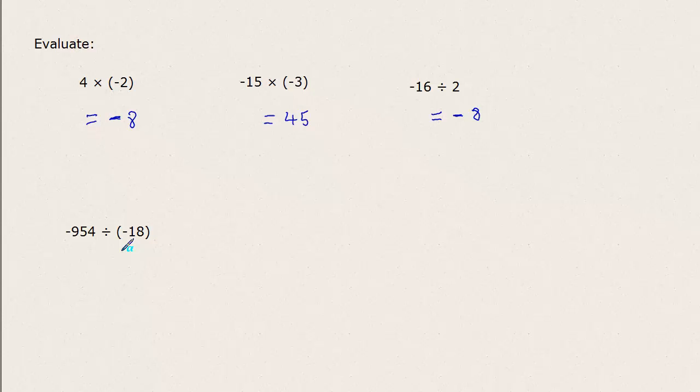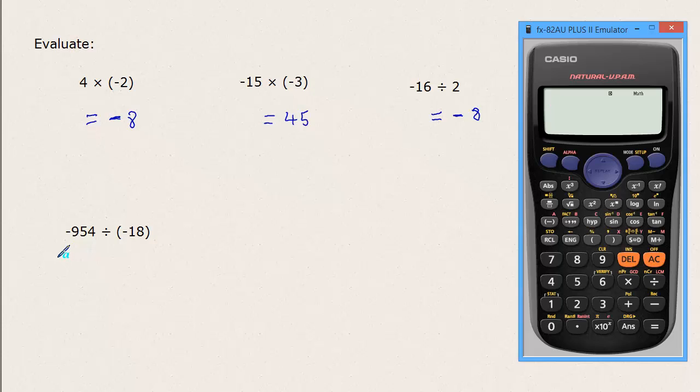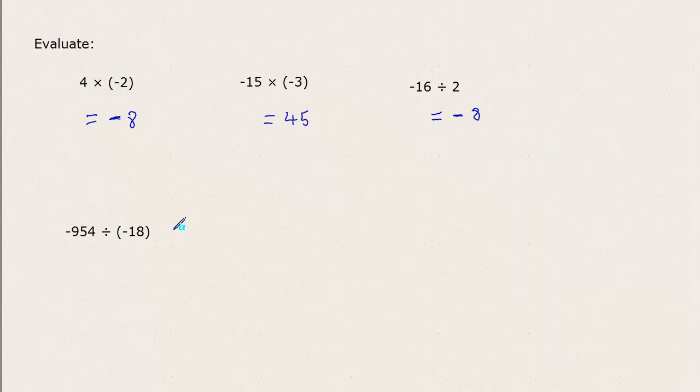Now these numbers are quite big. You're not going to be expected to do this without the calculator. Whenever you put a negative number into the calculator, put it in brackets. So I'm going to put in negative 954 and close the bracket. Then we'll divide, open the bracket, by negative 18. And that gives me 53. A negative divided by a negative should give a positive, so that seems to have given me the right sort of thing.